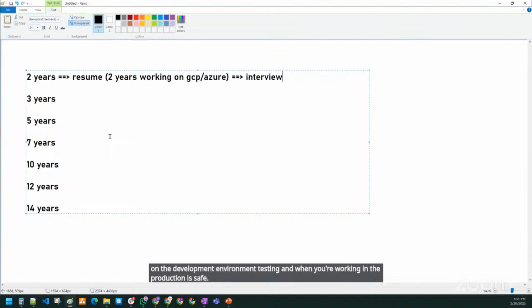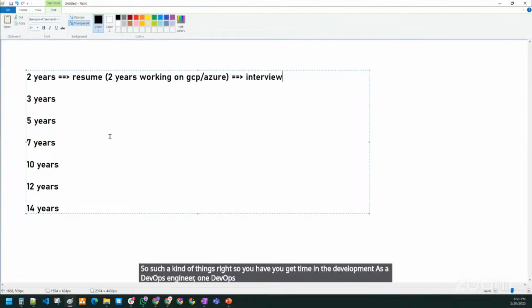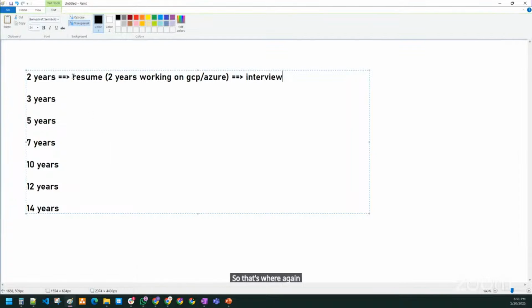So such kind of things, right? So you get time in the development. But as a DevOps engineer, one DevOps engineer has to support 3 to 4 projects, or sometimes 2 to 3 projects, right? So that's where, again, coming back to it.